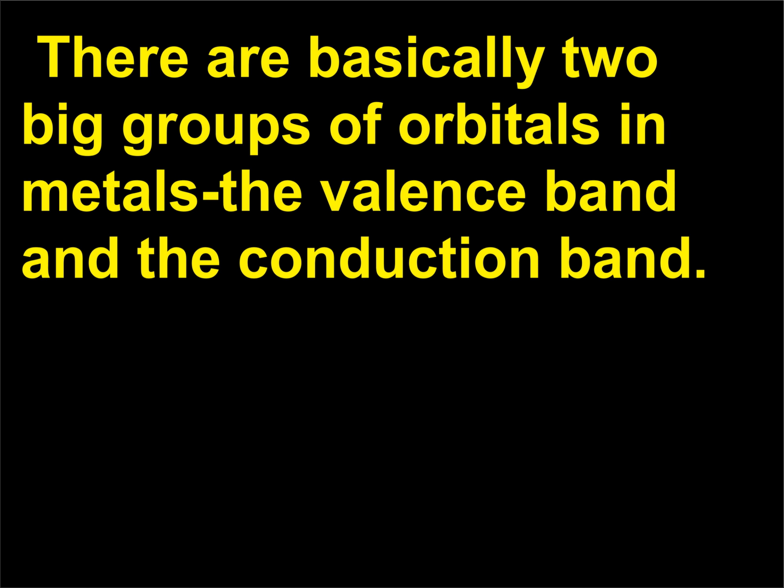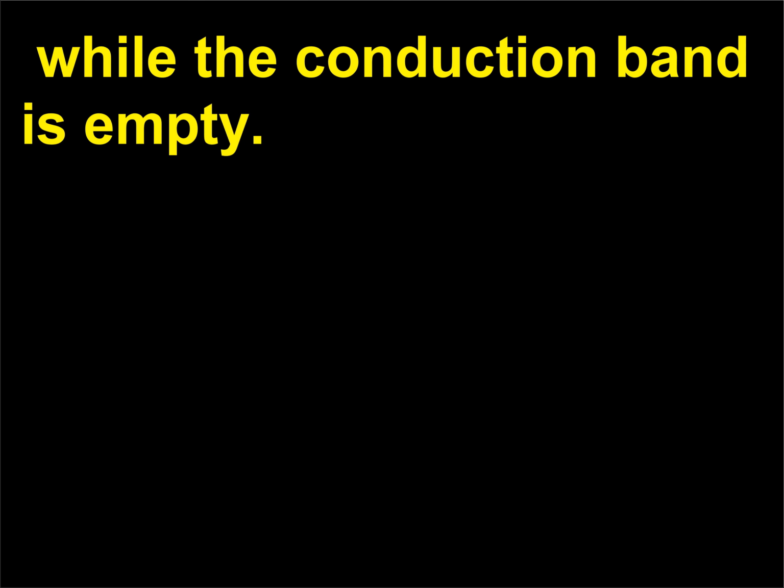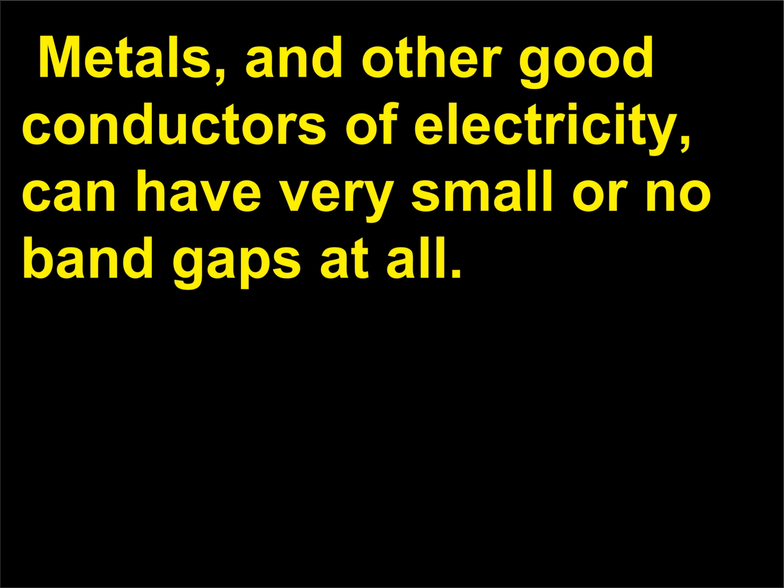There are basically two big groups of orbitals in metals: the valence band and the conduction band. The valence band is the group of orbitals that are normally filled in a metal, while the conduction band is empty. These are called bands because they are made up of sets of closely spaced energy levels. Metals, and other good conductors of electricity, can have very small or no band gaps at all.